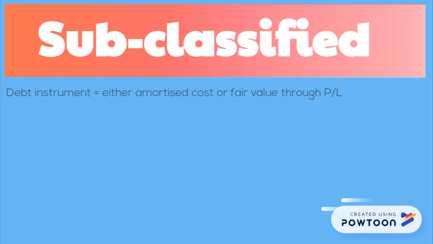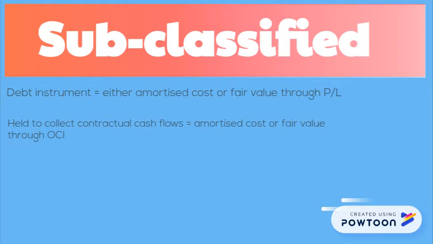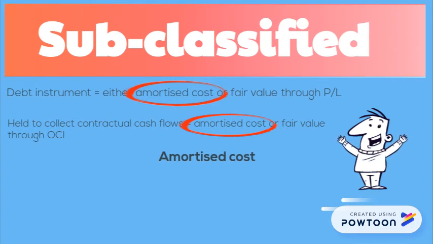The thought process then says that a debt instrument is either amortized cost or fair value through profit and loss. We held it to collect contractual cash flows. It's thus either amortized cost or fair value through OCI. We thus have one combination that equates to one another, and that's amortized cost. Therefore, the instrument will be categorized as amortized cost.